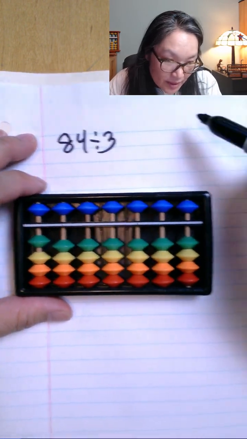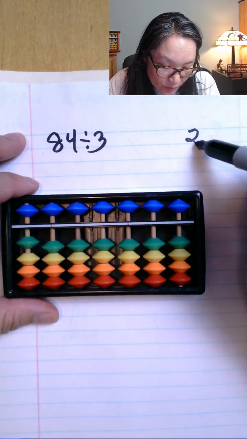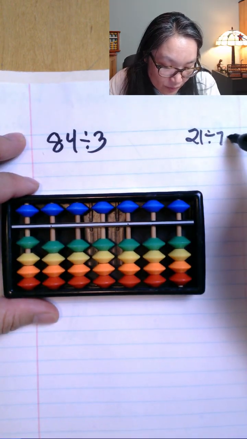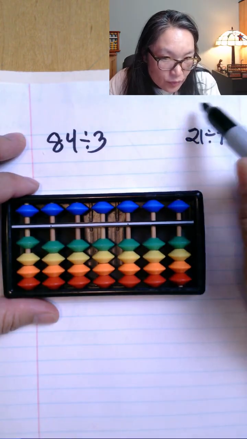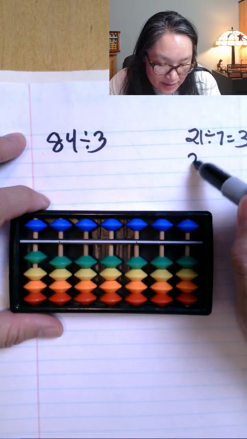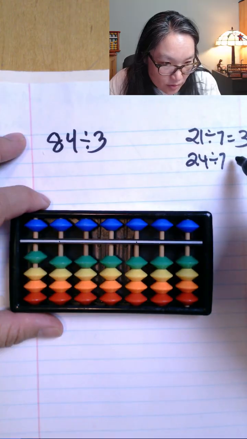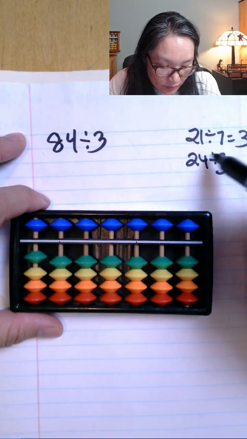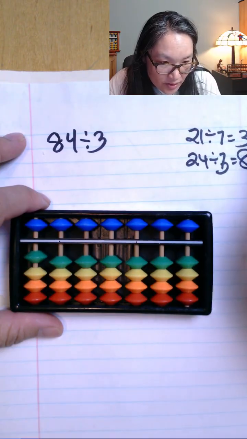The reason why, because we know that 7 times 3 is 21, so 21 divided by 7 will be 3. There's really not much that we're doing here. And it's the same thing with 24 divided by 3. That's 8. So this is just a math fact.